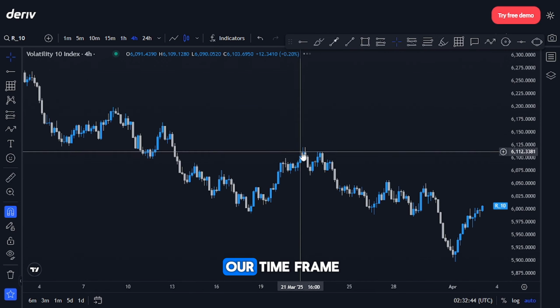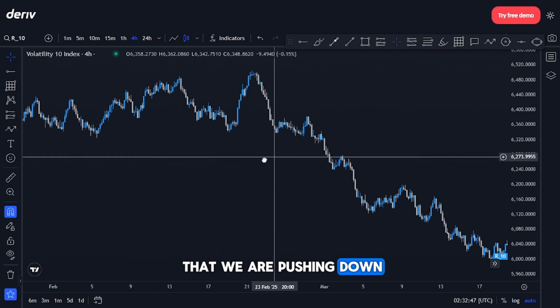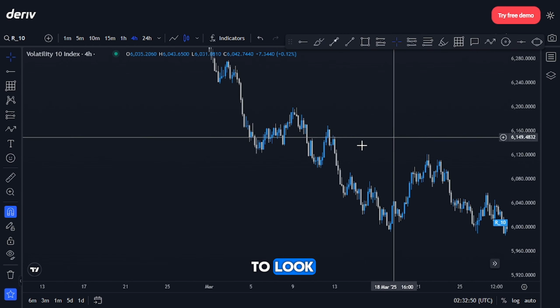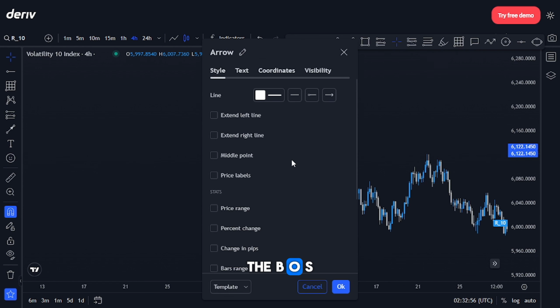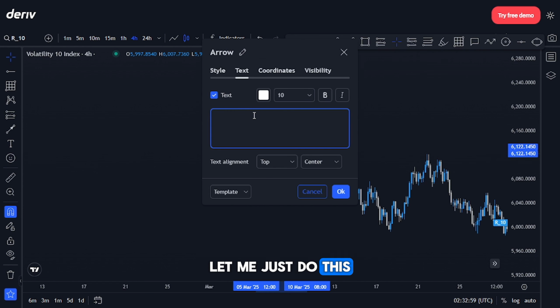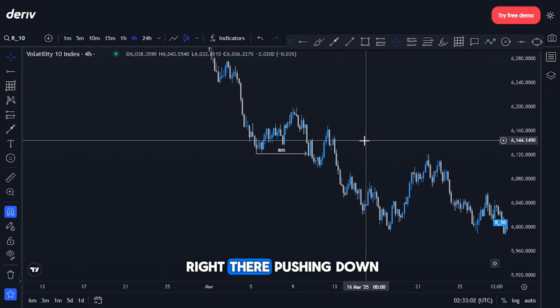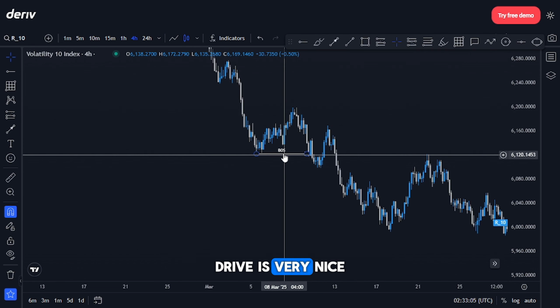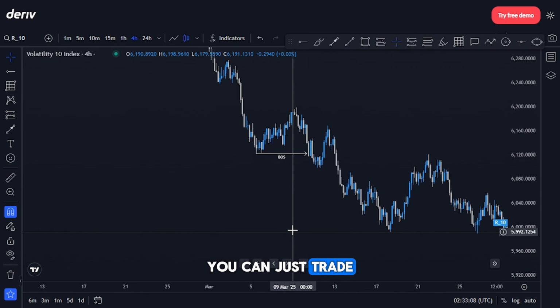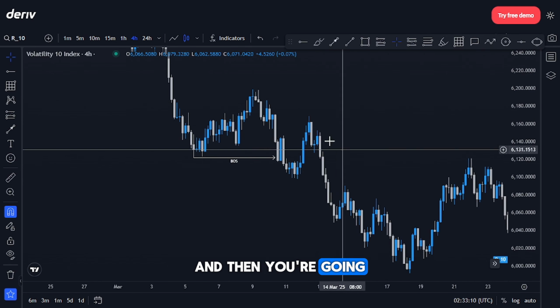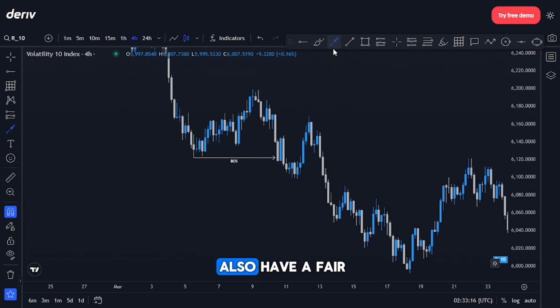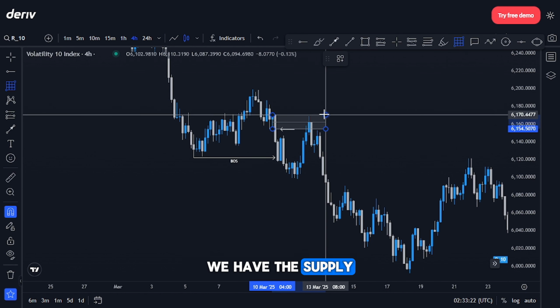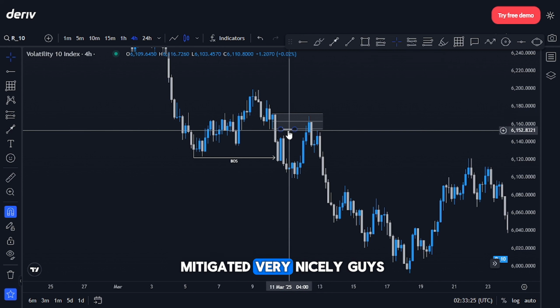So on the 4-hour time frame, you can obviously see that we are pushing down. There's no need for me to look at the previous structures. As you can see here, we have your break of structure, the BOS, right there, pushing down. And guys, Deriv is very nice. When it comes to supply and demand, you can just trade supply and demand on Deriv, and you're going to make money, as long as you know the concept that you're using. So around here, we also have a fair value gap. Then after the fair value gap at the top, we have the supply zone here, which was mitigated very nicely, guys.